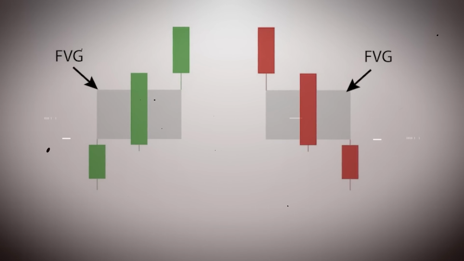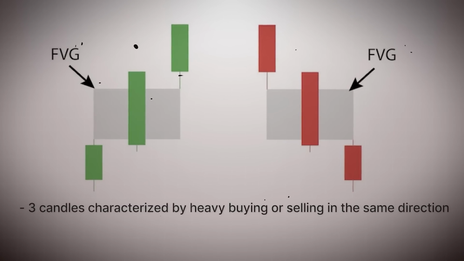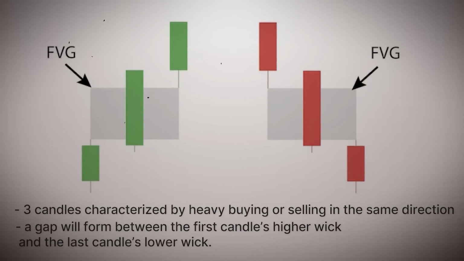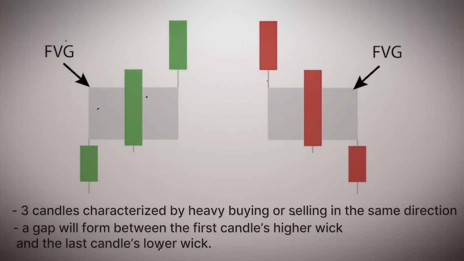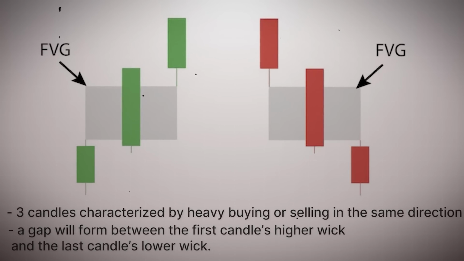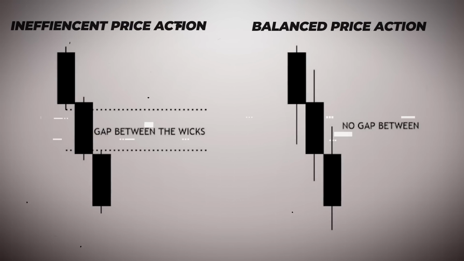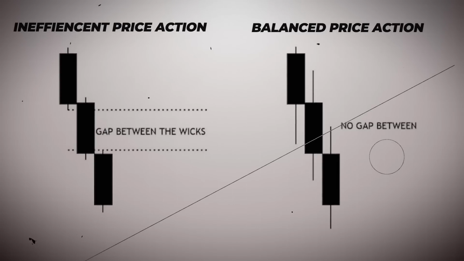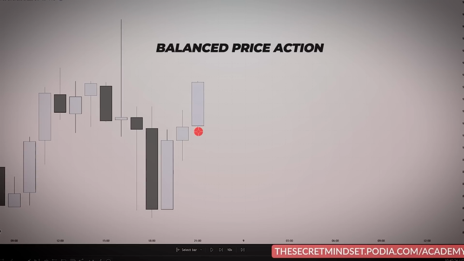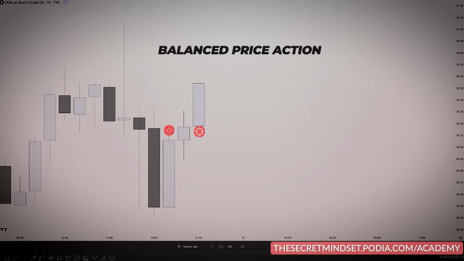For a fair value gap to develop, there must be a set of 3 candles characterized by heavy buying or selling in the same direction. A gap will form between the first candle's higher wick and the last candle's lower wick. In this example, the price movement doesn't have a fair value gap, as the previous candle's high level balances out the low level of the third candle. This price action is considered to be balanced.